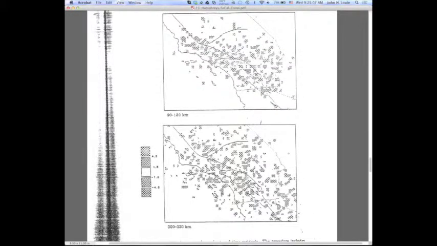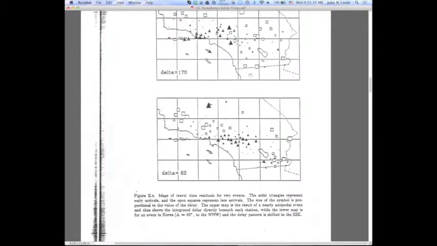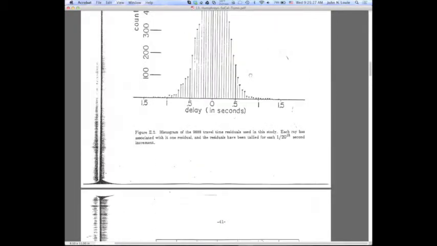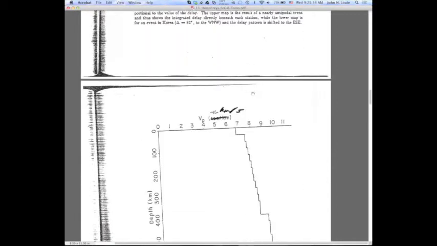So here we're looking at 90 to 120 kilometers depth. Here's 300 to 330 kilometers depth. And again, you can see a lineup of the inversion of random noise arrival time delays basically. So I'm sure Gene took great pains to make his random arrivals have this same histogram. Okay? This is much like Harlan's idea.